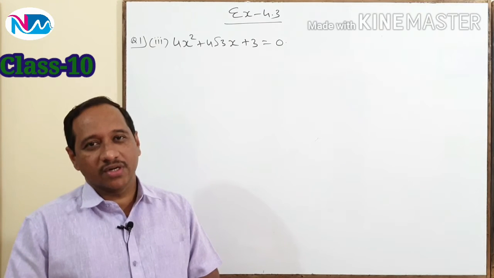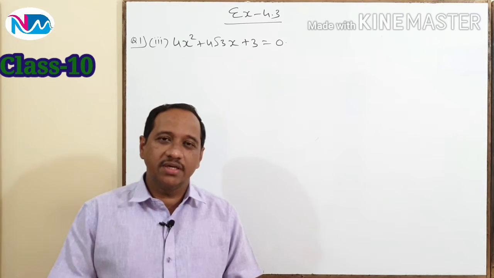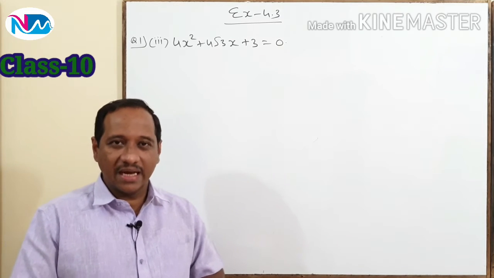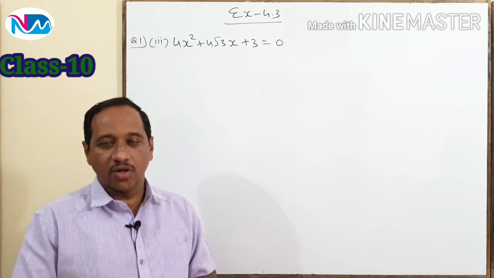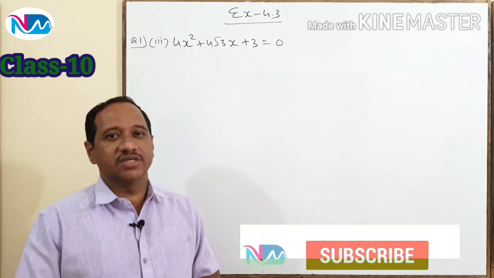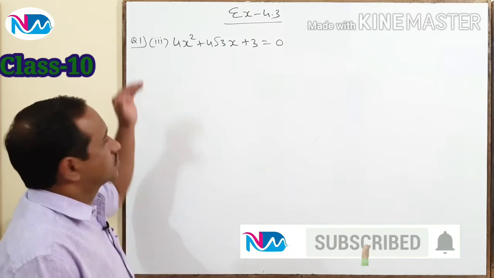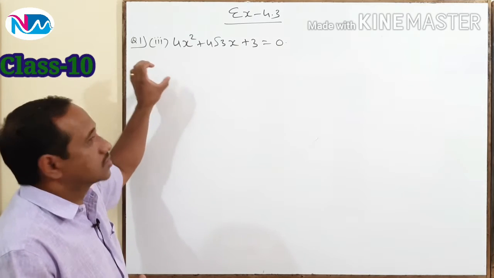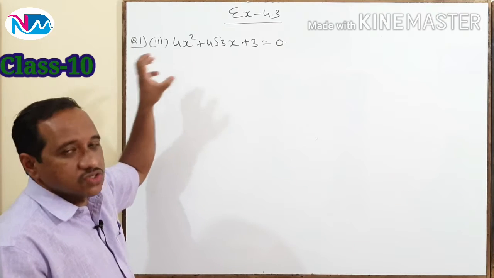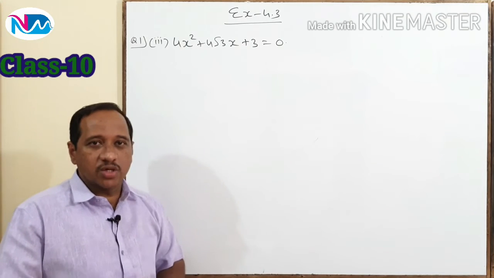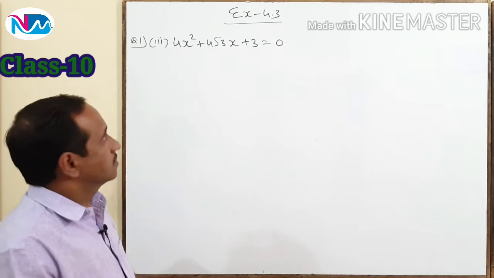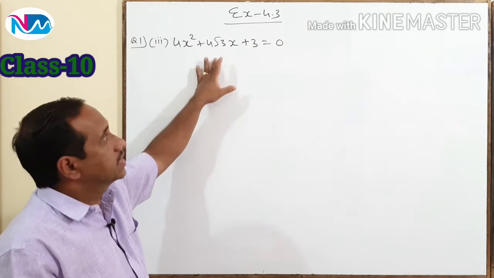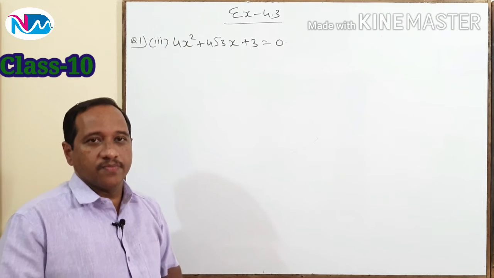The exercise we are going to consider today is 4.3, which is based on the completing the square method and the quadratic formula method of solving a quadratic equation. So here the first question we are going to consider is question number 1, third question. The question is to solve the given quadratic equation by the method of completing the square. The quadratic equation given is 4x square plus 4 root 3x plus 3 is equal to 0.